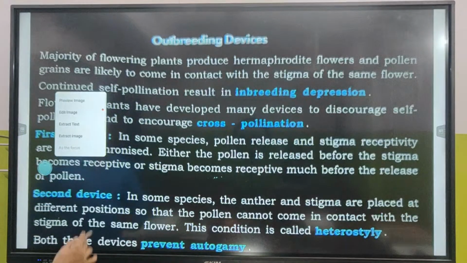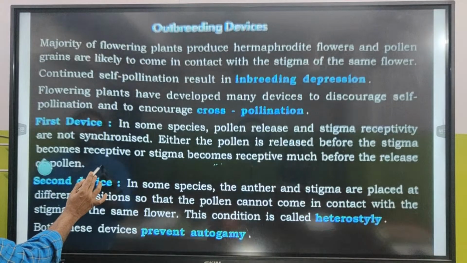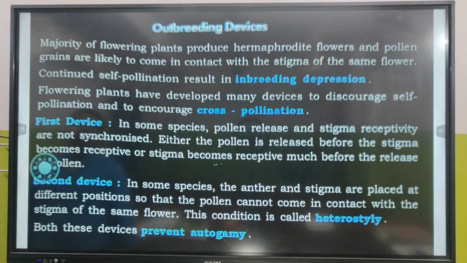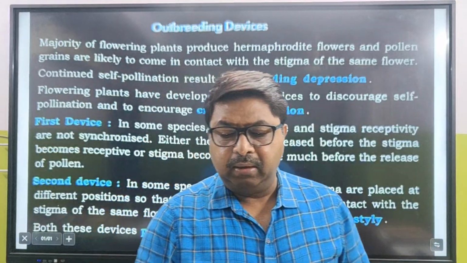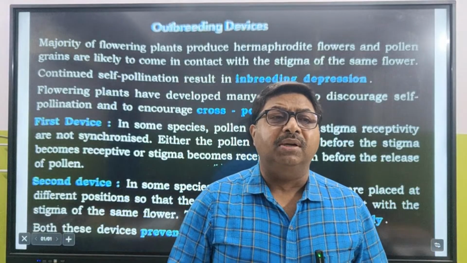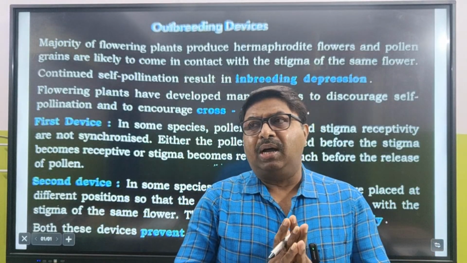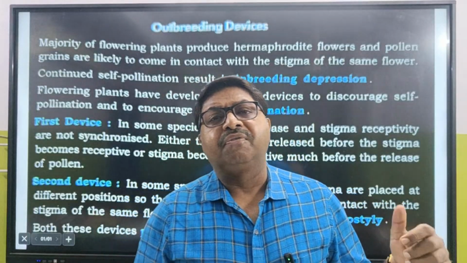Now what is the meaning of outbreeding device? Now understand, nature wants what? Cross pollination or self pollination? Nature wants cross pollination to occur because nature wants variation to be there. Now for variation, what does nature promote in plants for cross pollination? What are the structural changes that a plant should have in order to ensure cross pollination?